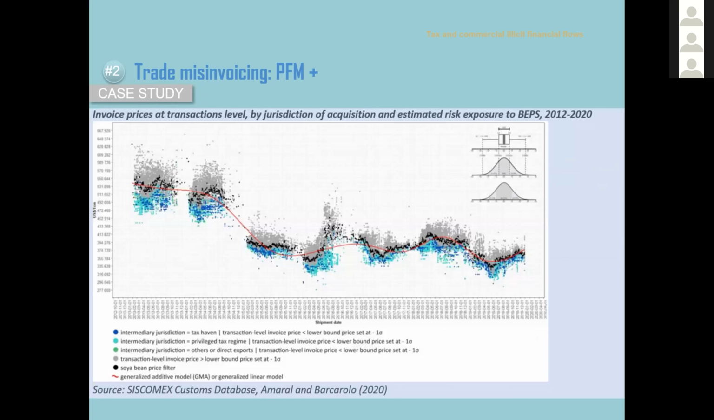And this chart, I think, is very beautiful, showing what the main message was. The prices at the lower end are the ones that are coming from these bluish, greenish parts. These are intermediaries in tax havens or privileged tax regimes. So it shows that the low tax jurisdictions or partners are essentially responsible for the underpricing of these soya bean exports. This is, above all, an important policy implication, and this is what should be observed in the calculation of the price filter method.